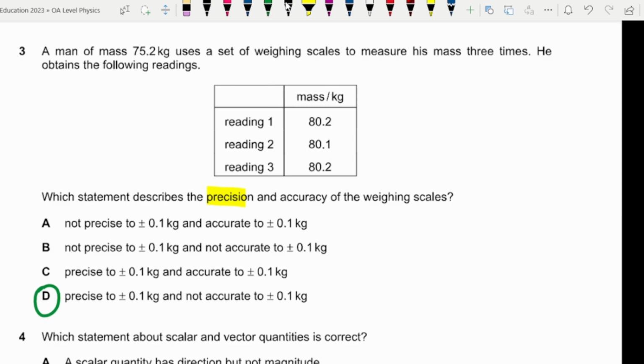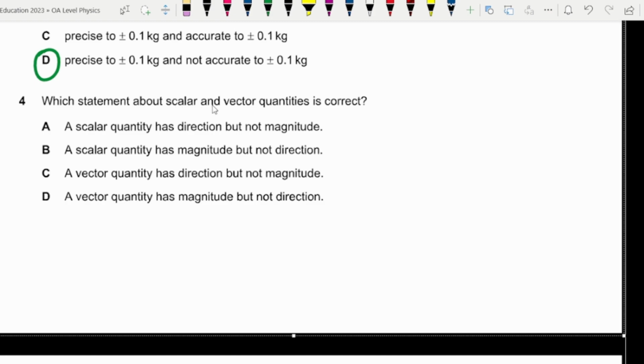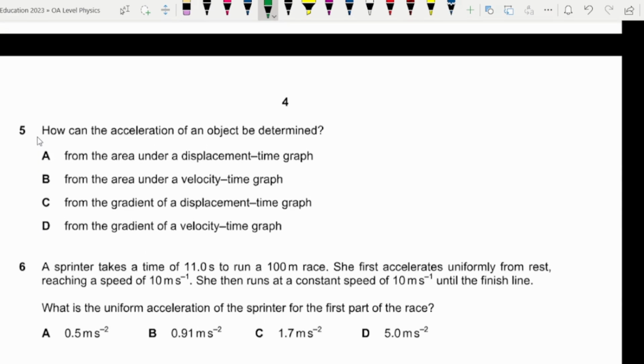And likewise, we have another question. Let's say question number 4. Which statement about scalar and vector quantities is correct? Now, is that something that you have not studied already in O levels? So we have vector quantity, magnitude and direction. Scalar has only magnitude but no direction. There's nothing new over here.